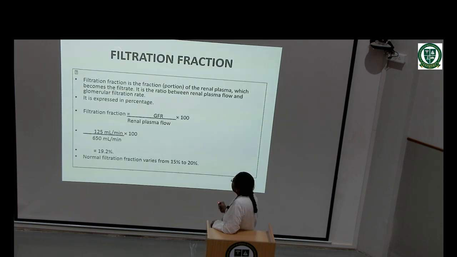Coming to filtration fraction. It is a ratio between GFR and the renal plasma flow, multiplied by 100. GFR is glomerular filtration rate. It's around 125 ml per minute, and 650 ml per minute is the renal plasma flow, multiplied by 100, which gives 19.2%. Normally, this filtration fraction varies from 15% to 20%.